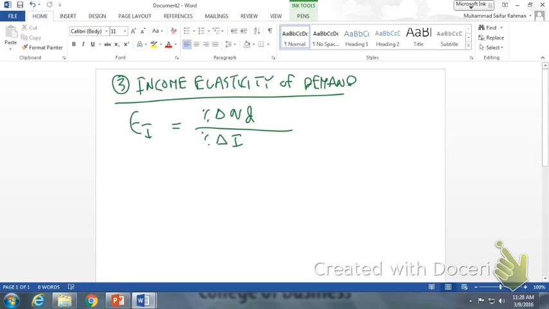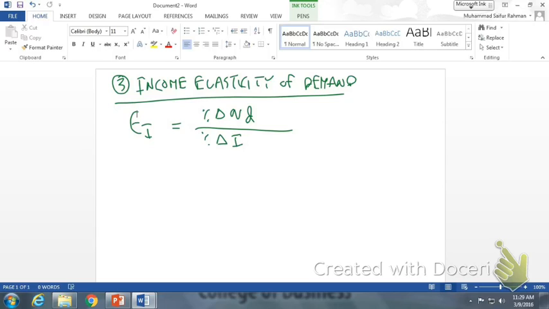So in this measurement, we are trying to figure out what happens to quantity demanded when my income changes. Any question? The top is quantity demanded, yes, always. Notice that the three measurements we have just covered all have quantity demanded in the numerator, right? The only things that change are the denominator items.